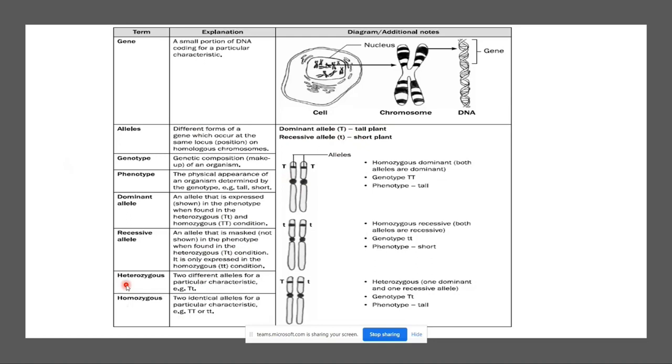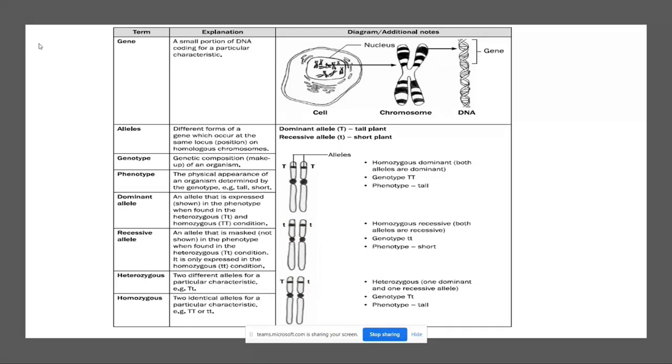A dominant allele is always indicated with a capital letter, and a recessive allele is always indicated with a small letter. So if I have big T, big T in this one, then I know this organism is homozygous dominant. If I have big T, small t, you'll still see the dominant characteristic, but the organism is heterozygous. For the recessive allele to be visible in the phenotype, you must have homozygous recessive, small t, small t. Are there any questions concerning this terminology?